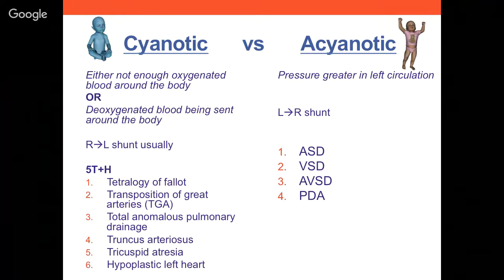Cool. So we'll talk about cyanotic and acyanotic. Has anyone seen this differentiation before? Half of it's new, half of it isn't. When we talk about cyanotic things, we're saying there is not enough oxygenated blood around the body, or there is deoxygenated blood being sent around the body. Cyanosis, not enough oxygen. The way you remember it is there's 5 T's and 1 H. Acyanotic are the ones that don't have cyanosis, and they're the ones with the little acronyms: ASD, VSD, AVSD, PDA, which is a pretty easy way to remember them. So we'll go through them.